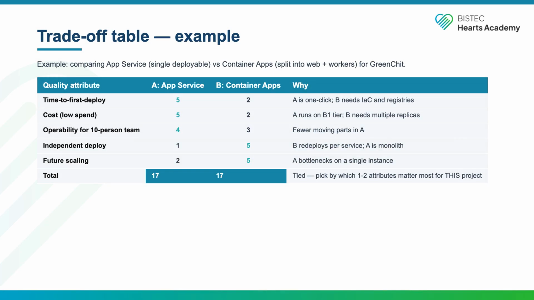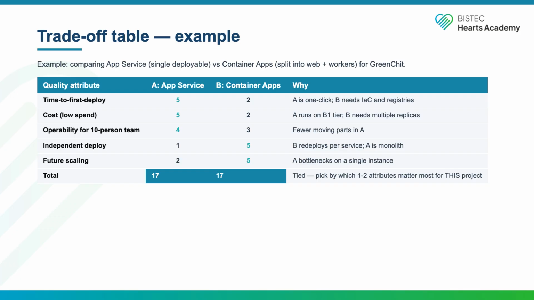Look at the example table. We are comparing app service, a single deployable, with container apps split into web and workers for the GreenChit project. On time to first deploy, app service scores 5, container app scores 2. App service is 1 click. Container apps needs infrastructure as code and container registries. On cost at low spend, app service scores 5, container app scores 2. App service runs on a B1 tier. Container apps needs multiple replicas.